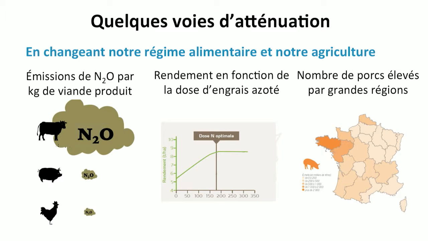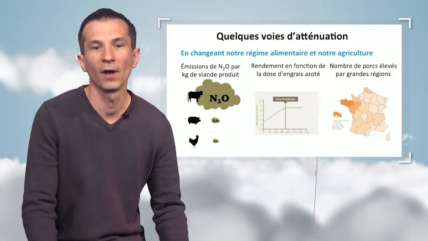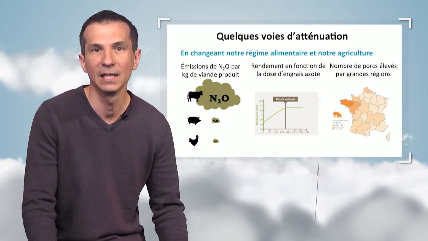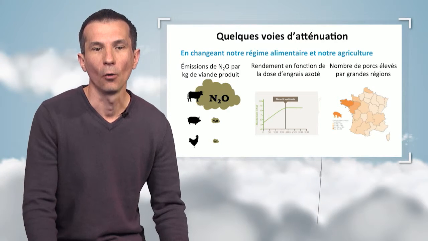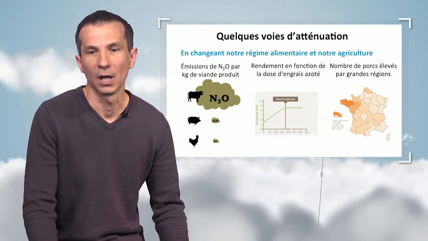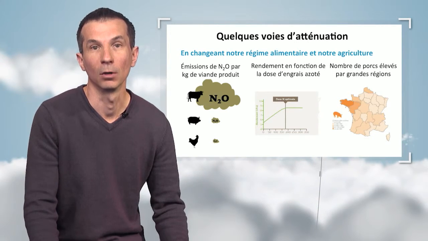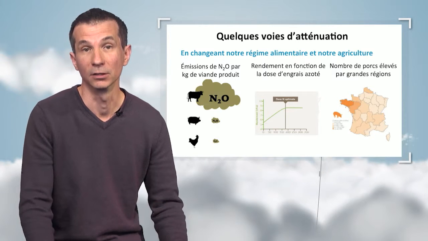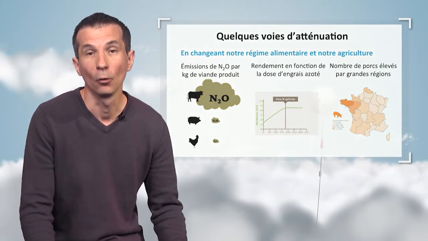We can also think about ways to rethink the agricultural sector. A more reasoned fertilizing policy would allow us to decrease nitrogen leaks into the atmosphere. Finally, concentration of breeding activities in a single area makes it more difficult for nitrogen to be recycled. We can see this regionally, for instance, in Brittany, where there is a huge concentration of big breeding farms, but also on the global level.